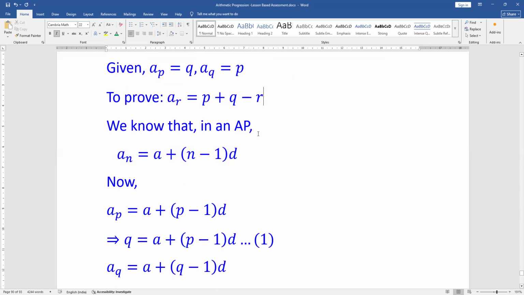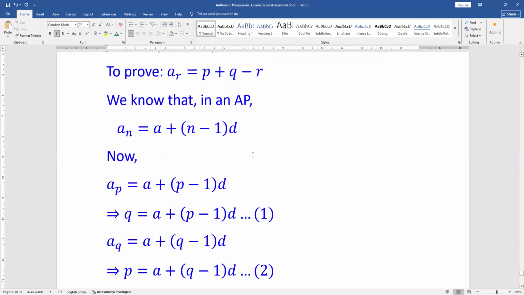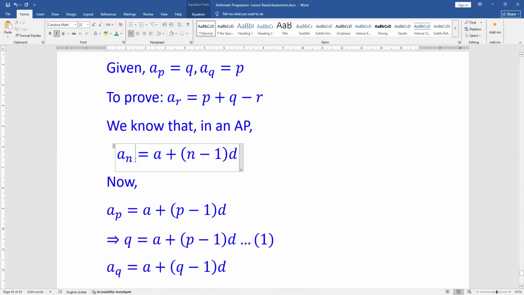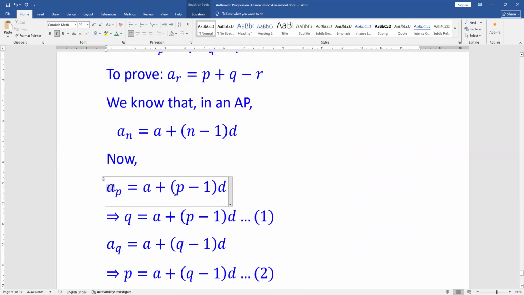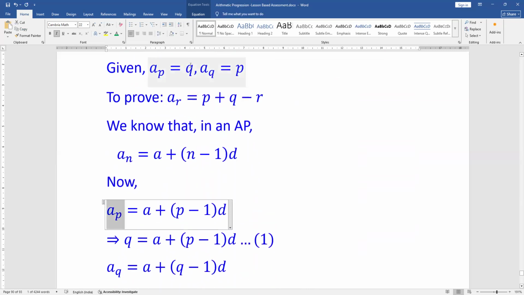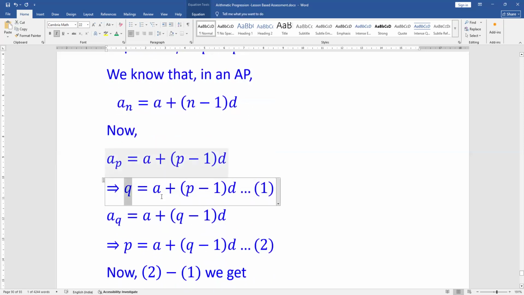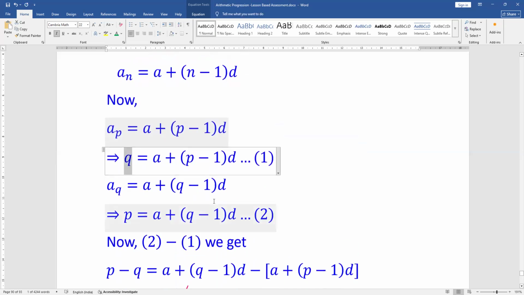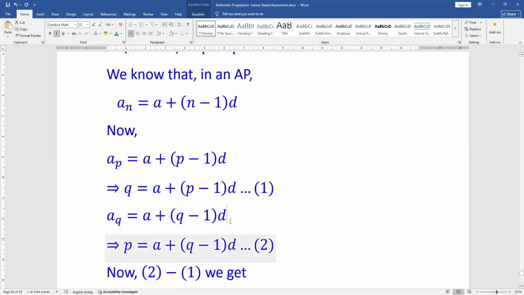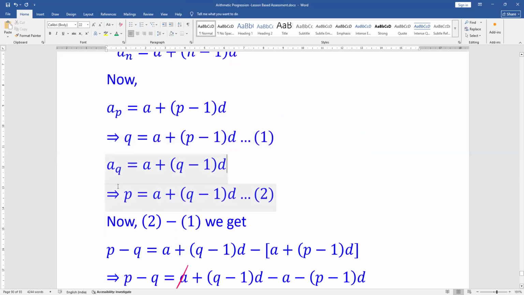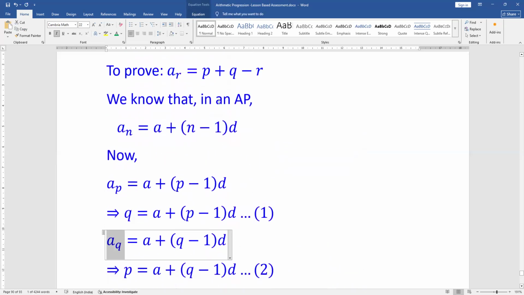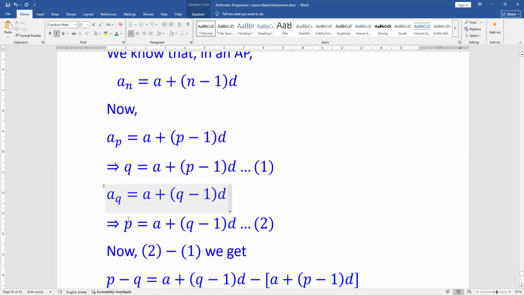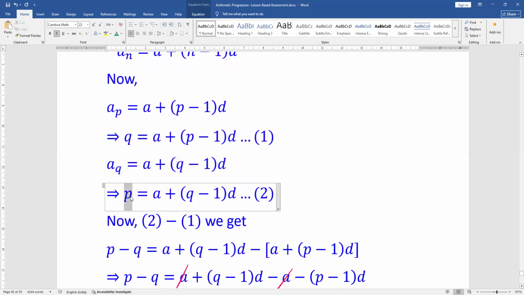Now we know that AN equals a plus n minus 1 into d. That is the formula, right? So now wherever n is there, replace it with p. So I write AP equals a plus p minus 1 into d. But what is AP? AP is actually q. So q equals a plus p minus 1 into d. Similarly, AQ is nothing but a plus q minus 1 into d. Wherever n is there, replace it with q. But AQ is equal to p. So p equals a plus q minus 1 into d, called equation 2. And this is called equation 1.